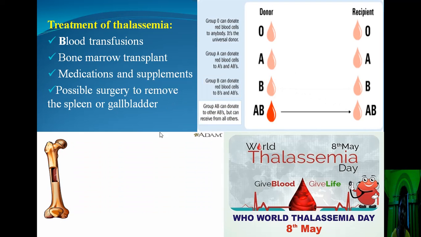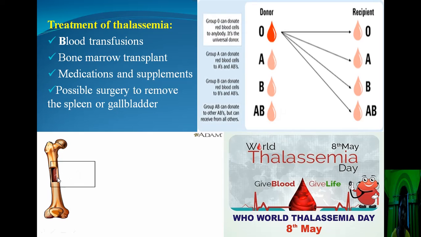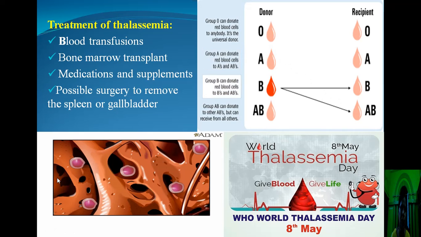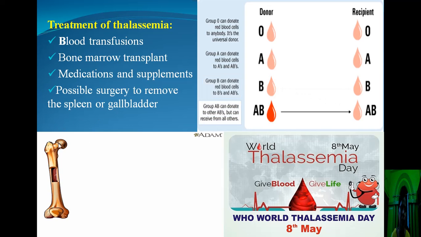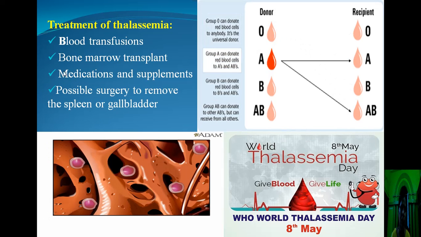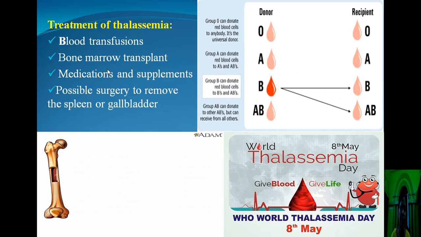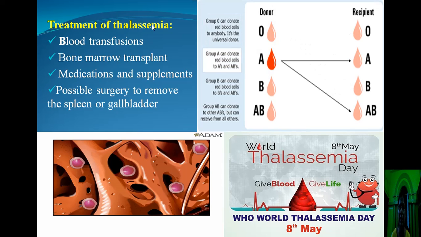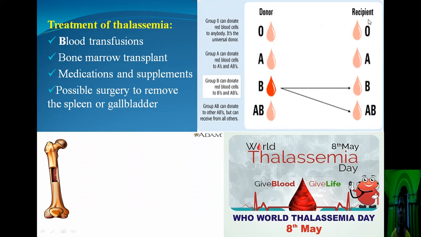In this first diagram, you can see the long bone, the thigh bone. In the center of the thigh bone, the bone marrow is present. This is the bone marrow. The bone marrow is transplanted in thalassemia cases. In the second diagram, you can see the blood groups.